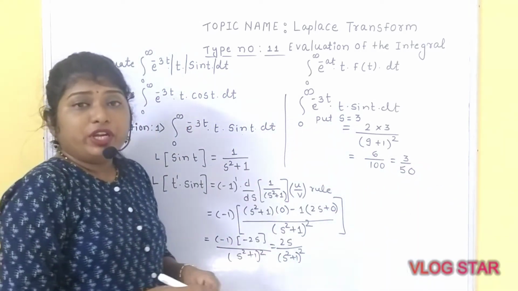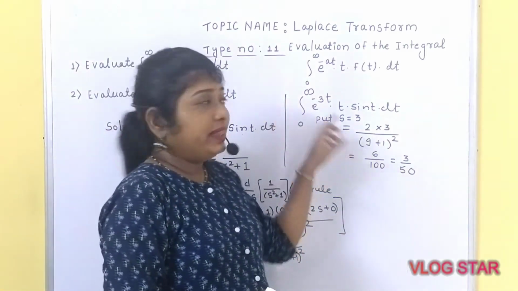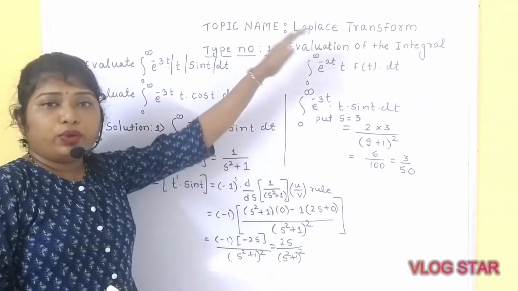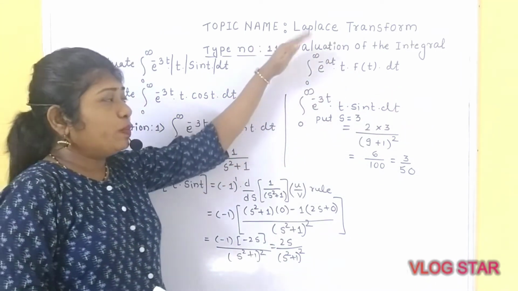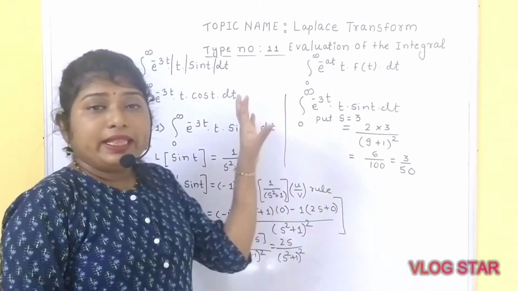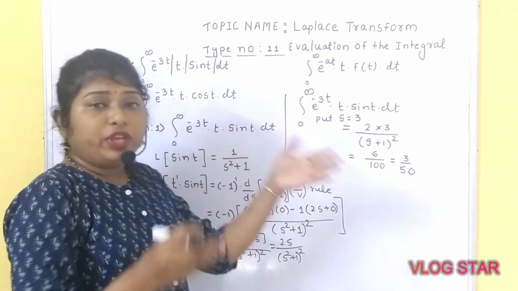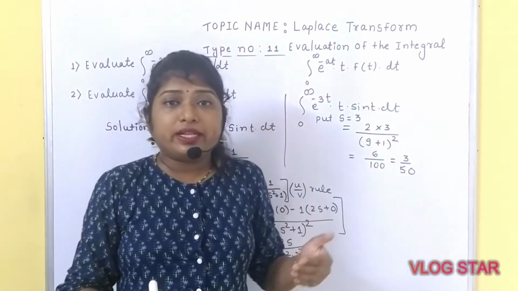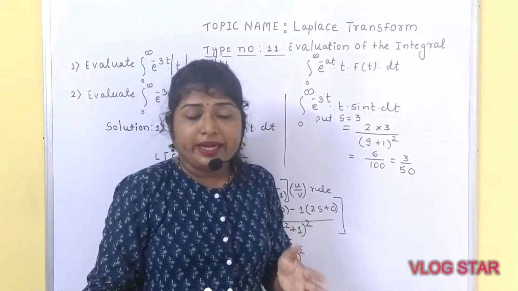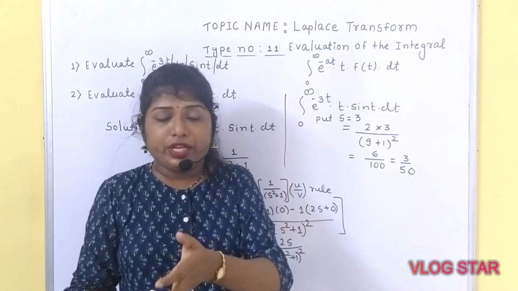I hope you have understood how to apply type number 11, that is evaluation of integration of 0 to infinity e raised to minus at into t into f of t into dt. In this case, you have to divide the given example into three parts. First, you have to take the Laplace of f of t. Once you have done with that, then you have to apply effect of multiplication of t.